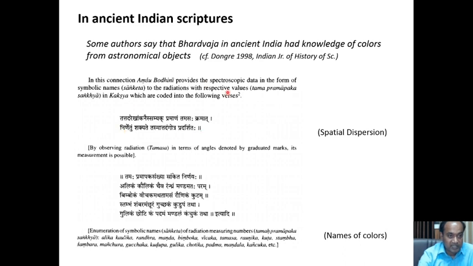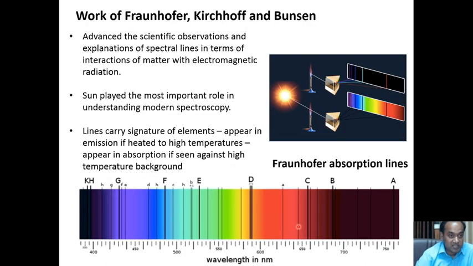So this is basically in Sanskrit, where people have tried to decode it, and it's sort of indicating that there is a description of spatial dispersion as well as how many colors one could see from that instrument. And I'm sure that most other civilizations have also seen or realized the natural spectrum in one form or another.